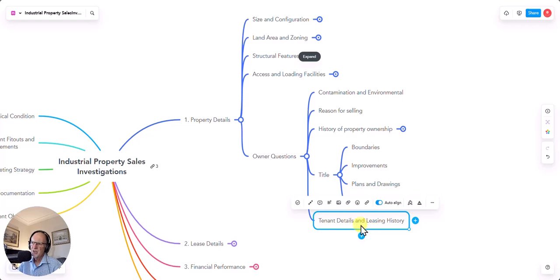Now that particular area there all comes back to the lease. Now you might be given a tenancy schedule. The big problem with a tenancy schedule is that it's not always accurate. So you've got to look at the lease in addition to the tenancy schedule to make sure that the tenancy schedule is accurate and that you know all the ins and outs of the lease itself.